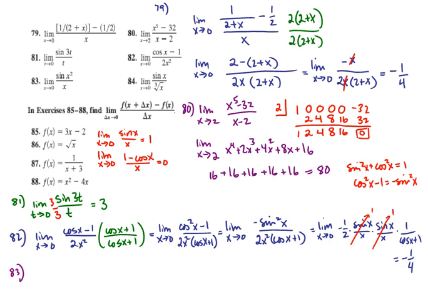In problem number 83, we have the limit as x approaches 0 of sine of x squared over x. Now this is different than sine square of x. It's not sine x times sine x. It's the sine of x times x. And what we need to get this to work is similar to the problem in 81. We need a denominator that matches what's inside the sine expression. So we would have to multiply top and bottom by x here.